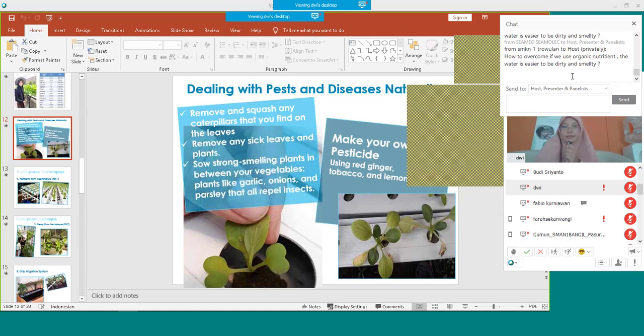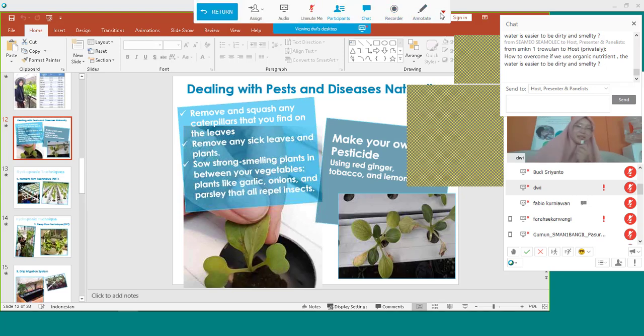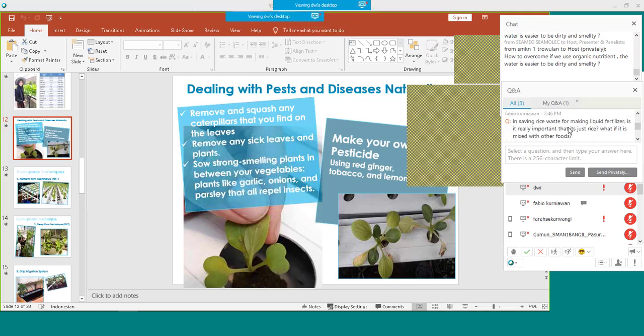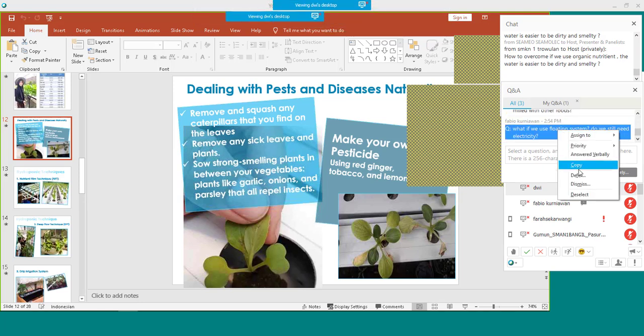From SMK 1 Trawulan: how do we overcome it if we use organic nutrition? The water is easier to become dirty and smelly. I think the water of the nutrient solution will not be dirty and smelly, because this is the product of a fermentation process, so the smell is just like tape, like fermentation aroma.